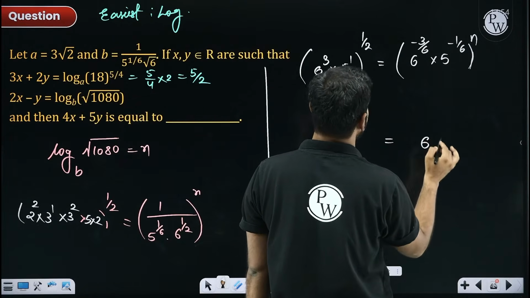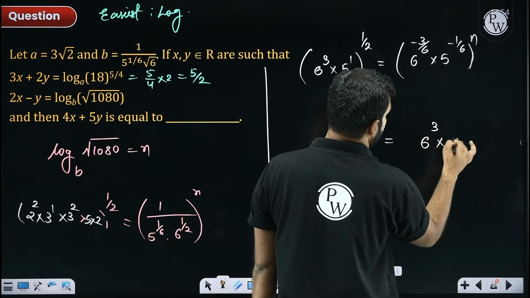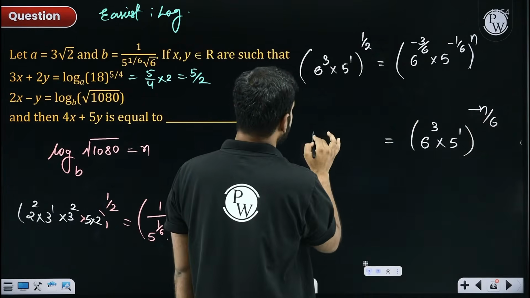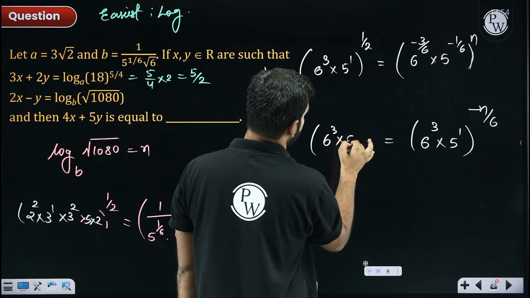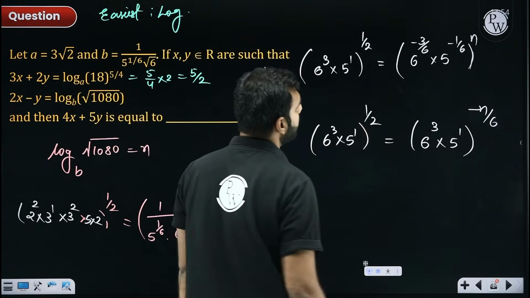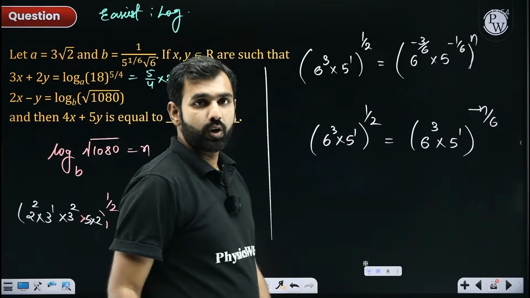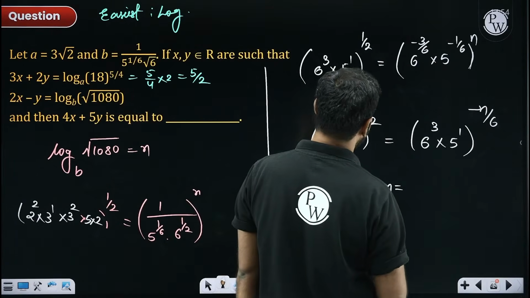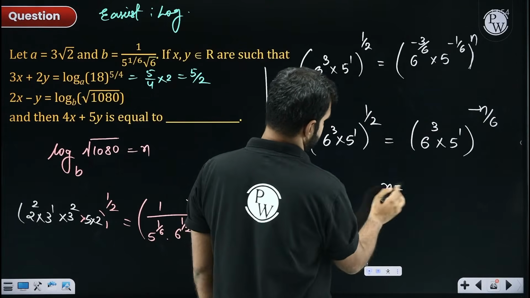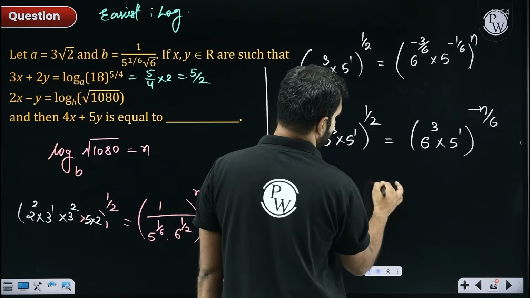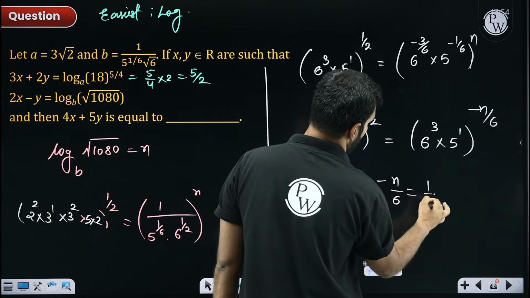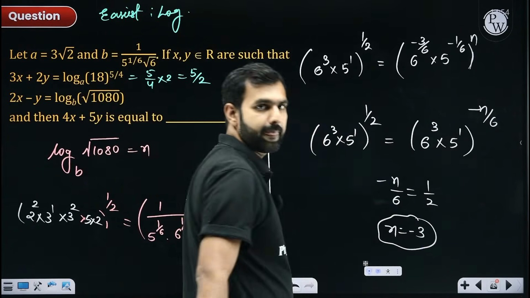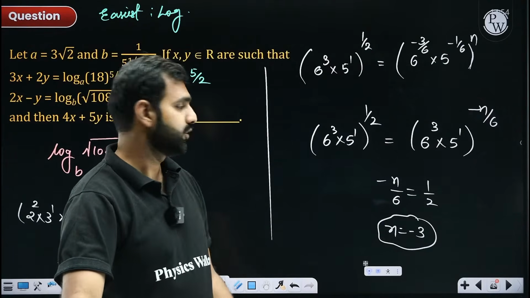So this is 6 to the power 3, 5 to the power 1, and minus 1 by 6 goes outside. So it becomes minus n by 6. And there it is also 6 to the power 3, 5 to the power 1, and you are left with 1 by 2. So the final value of n will not be minus 6. Correct me if I'm wrong. The final value of n will be minus n by 6. Minus n by 6 if I take as 1 by 2, I hope you're getting it, n will be minus 3. That will be the final answer. Ashwin, I think it's not minus 6, it should be minus 3.